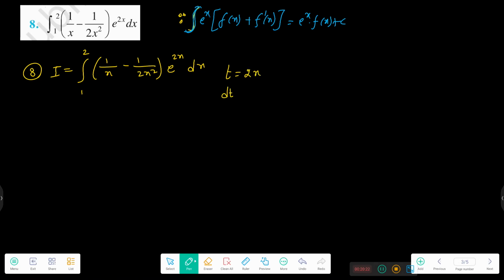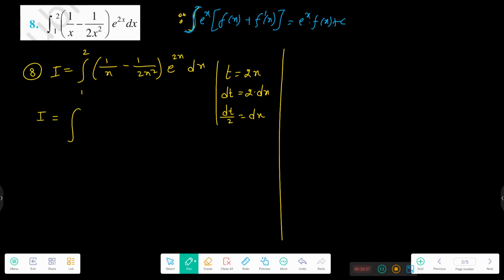When I differentiate, dt is equal to 2 into the derivative of x, dx. When you send the 2 to the opposite side, dt divided by 2 is equal to dx. That's it. Do we understand? Now you have to simplify this so that x is equal to the integral of 1 divided by x. Now what is the x here? From here you can find x.